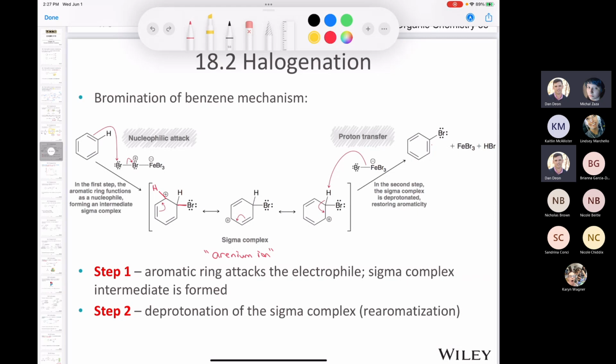The bottom line of this page is step 1 is nucleophilic attack by the aromatic ring, and you make a sigma complex. And then in step 2, it's just a deprotonation. So it's literally a 2-step mechanism with some resonance structures that you need to be aware of somewhere in the middle. And I have some good news. This isn't the last time you're going to see this mechanism.